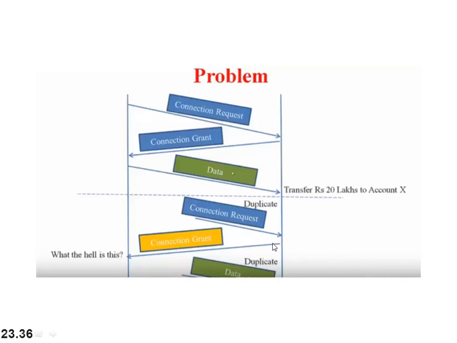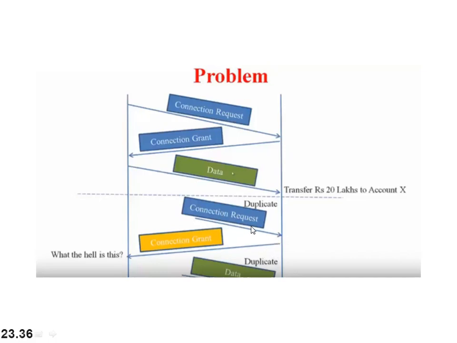wrong. Now why this problem happened was because, the second time when process B is receiving the duplicate connection request, it had to again confirm from the sender, that is from process A. If it had confirmed from process A, then this problem wouldn't have happened.